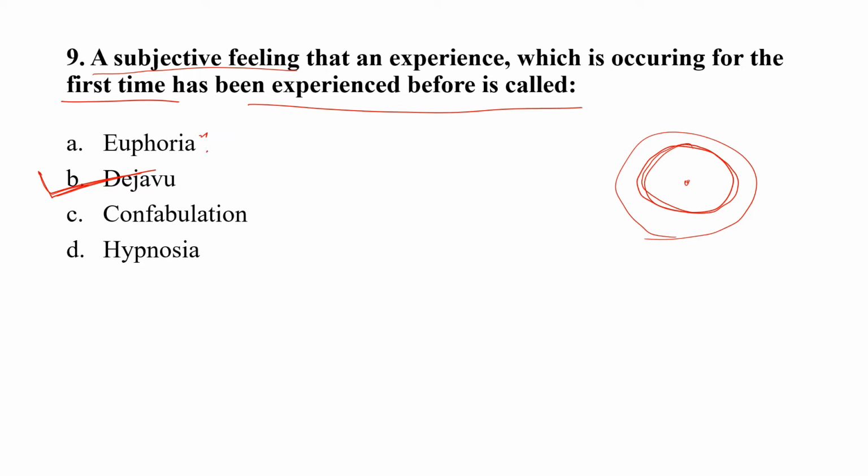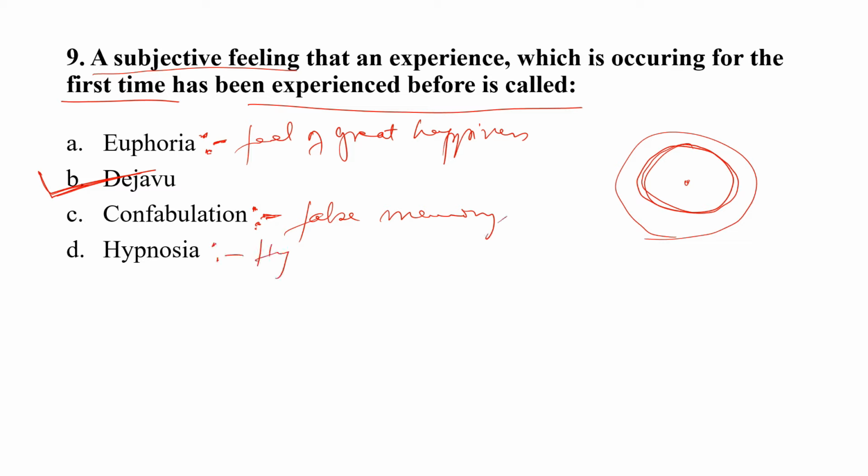And what is euphoria? Euphoria is a state in which a person has great happiness. A person feeling of great happiness is called euphoria. And confabulation is a type of neuropsychiatric disorder in which the person tries to fill the memory gap with imagined or untrue experience, sometimes false memory. And hypnosia, also called hypnosis, also known as hypnotherapy.